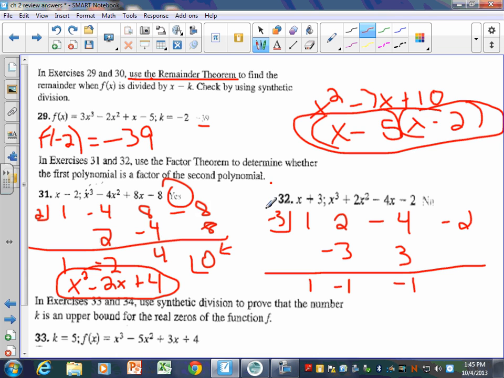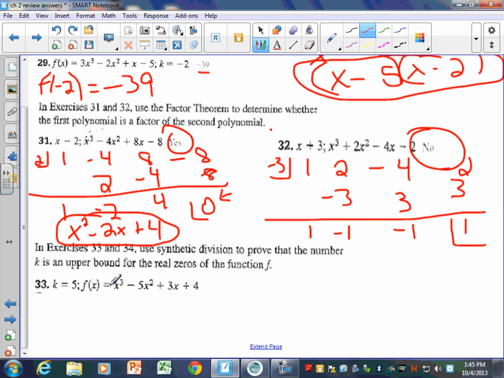But on this one, whichever way you do it, you get a remainder of 1. So since it's not 0, you say no and you move on. You don't get to factor what's left because it's not a factor. Okay? That's good stuff.